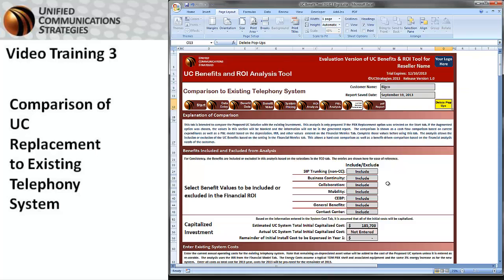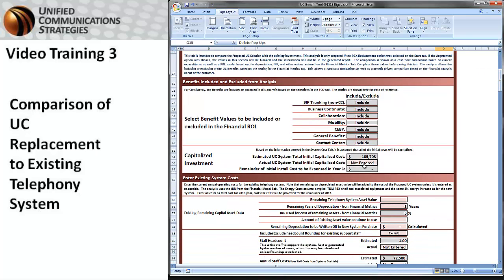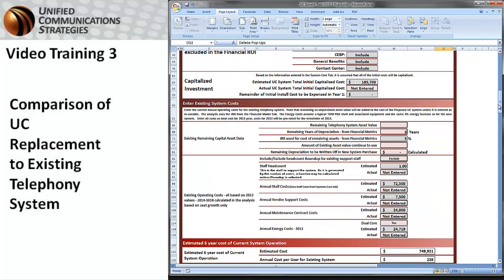So again, as in the previous tabs, the include excludes are put on the ROI analysis. So if you want to change your include excludes just for this analysis, you can do it there. Similarly, there's the capitalized investment, as we had before, where you can choose how much of the capitalized cost is going to be capitalized. This typically would be the same as on the previous financial analysis. The next section of the tool actually is used to predict the cost of the existing telephony system.